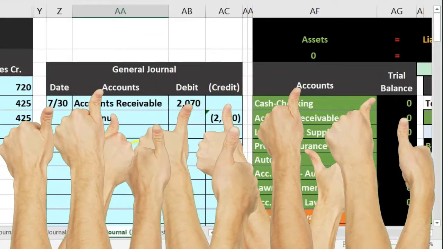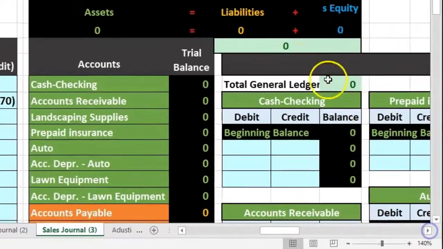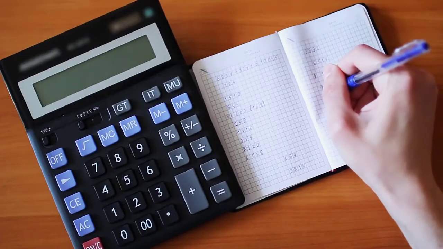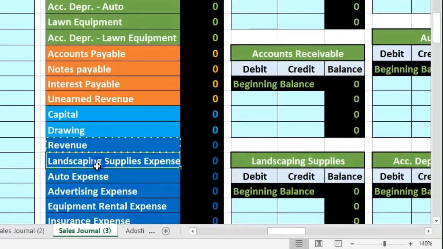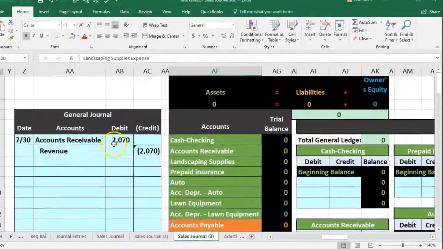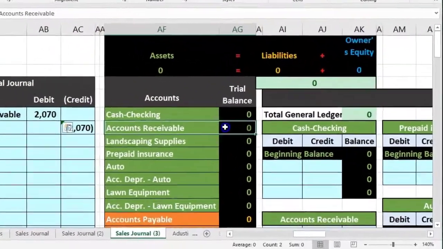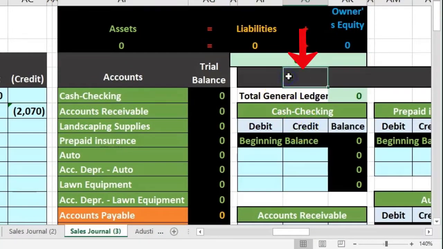Okay, so now we're going to post this to the general ledger, which will then format the trial balance for us. The general ledger is over here. This whole thing is going to be the general ledger only. All it's doing is recording these same accounts in the same order: assets, then liabilities, then equity, then revenue and expenses. So we're going to start off with accounts receivable. That's the second account on the trial balance and therefore the second account in the general ledger.